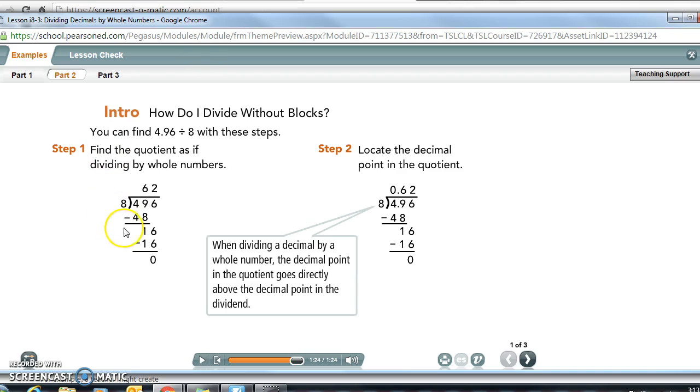Okay, so just like over here, 8 does not go into 4, but 8 does go into 49. 6 times 8 is 48. 49 minus 48 is 1. Bring down my 6. 8 goes into 16 twice. 8 times 2 is 16, so they subtract 16. 16 minus 16 is 0. Okay, same thing over here, but when you have the decimal, notice it's the same numbers. They just drag this decimal straight up.